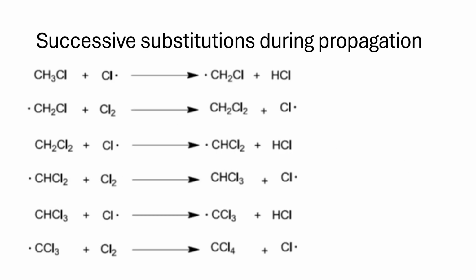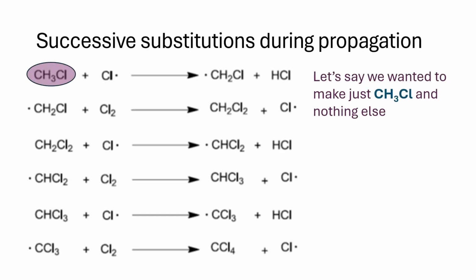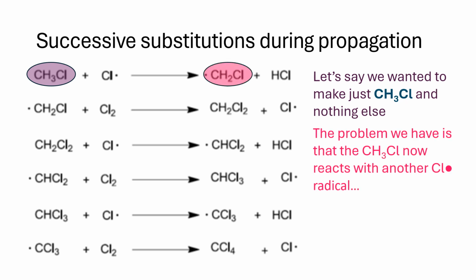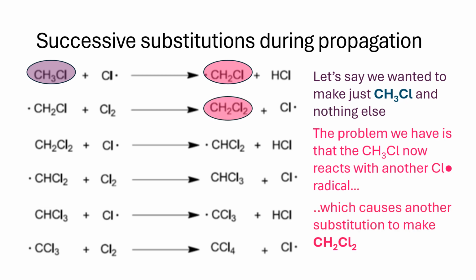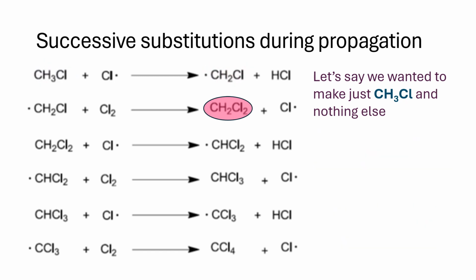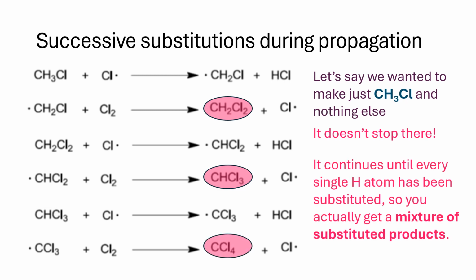Now the problems with further substitutions arise if you're trying to make one specific thing. Let's imagine we wanted to make CH3Cl and nothing else. What will happen is if you have too much chlorine, you'll start to get further substitutions like we said. It doesn't stop there. We'll get all these products as well. What actually happens is you end up getting a mixture of all the different possible substitutions, some partial substitutions and some complete substitutions. In other words, partial means some of the hydrogens have been replaced and complete means all of the hydrogens have been replaced.